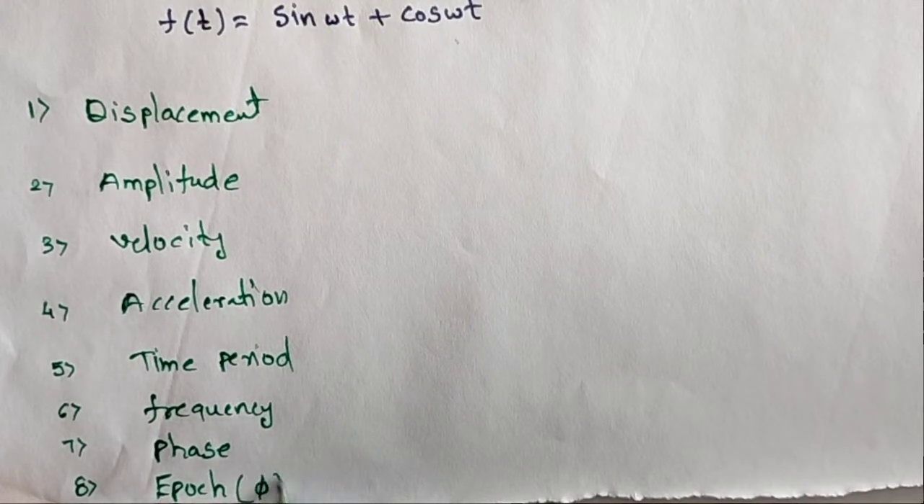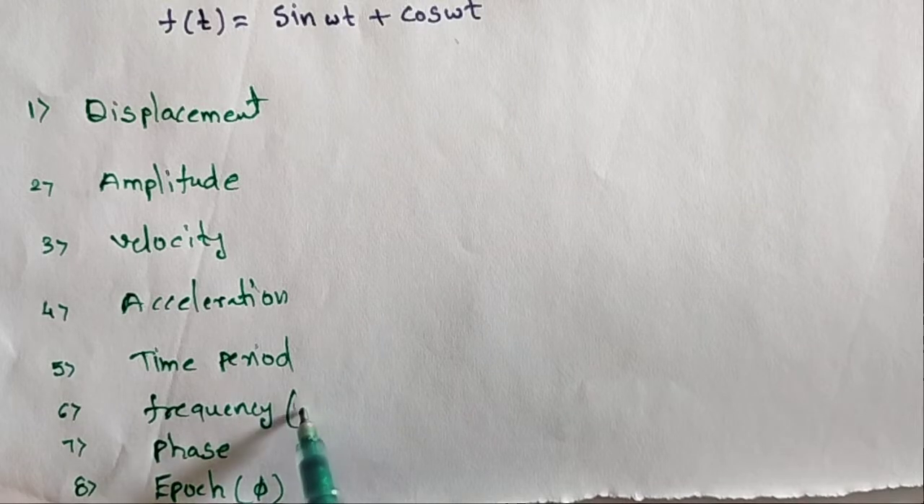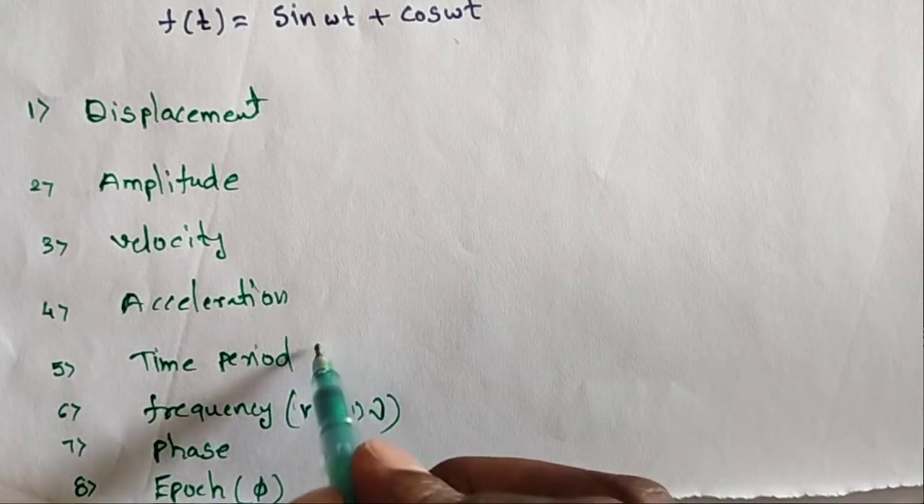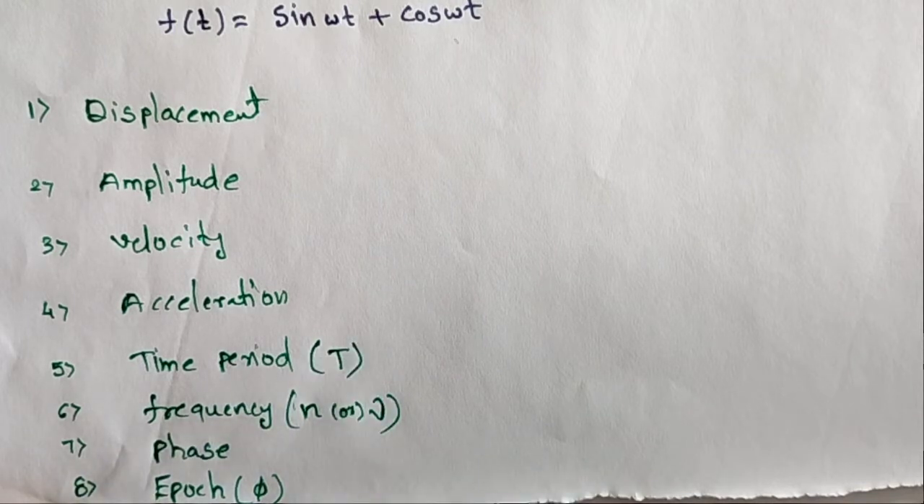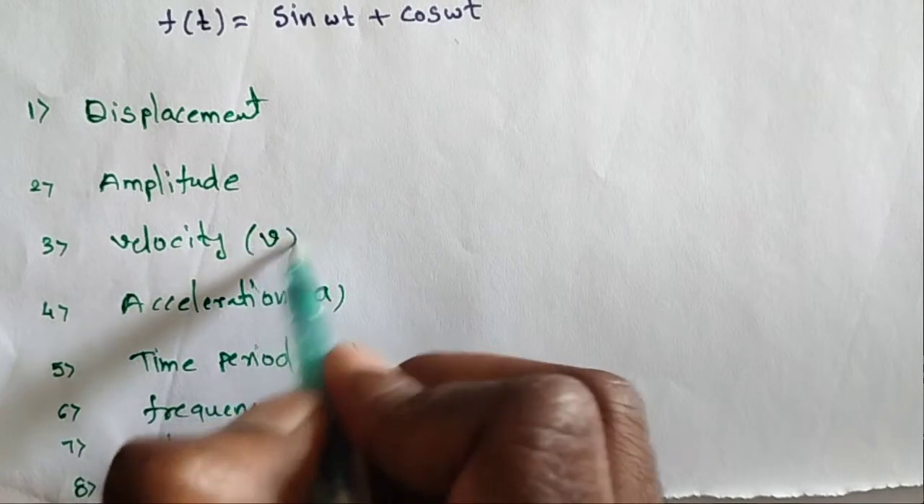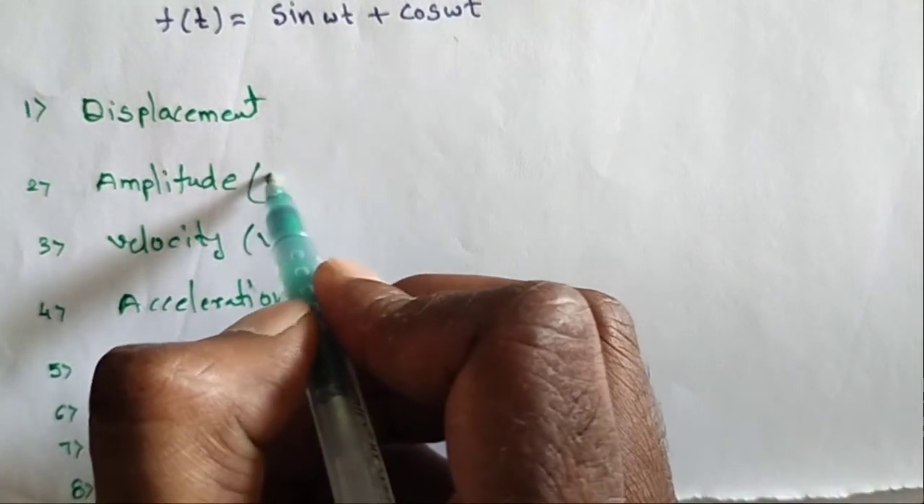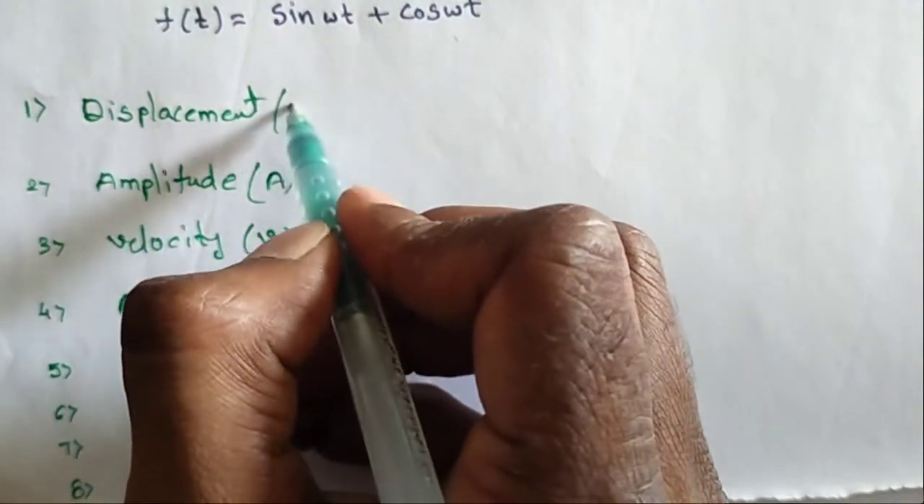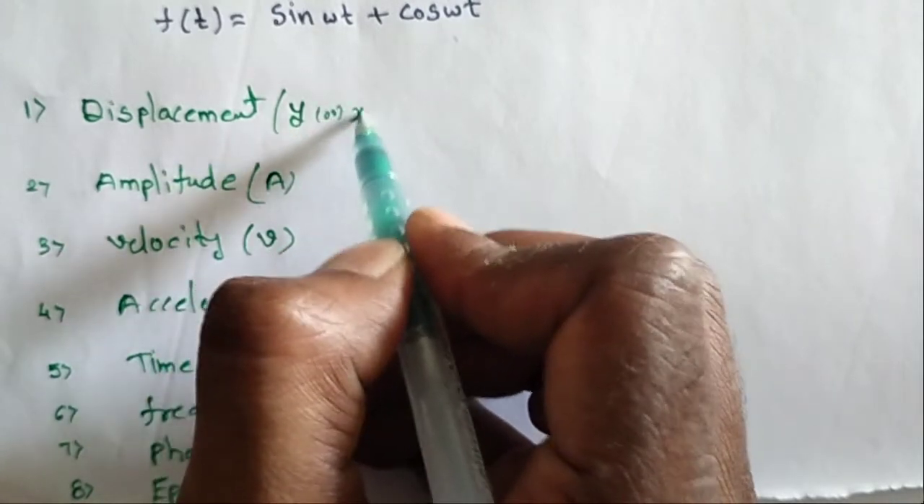This is the pi symbol. Frequency is small n or nu. Time period is capital T. Acceleration is small a. Velocity is V. Amplitude is capital A. Displacement is y or small x.